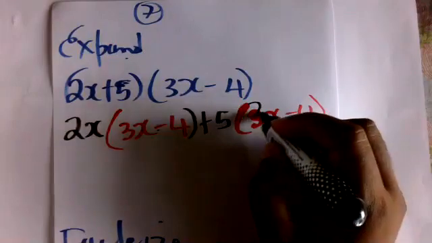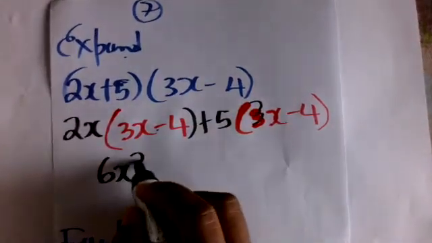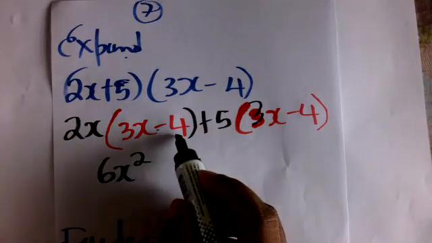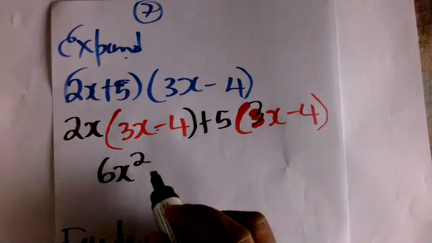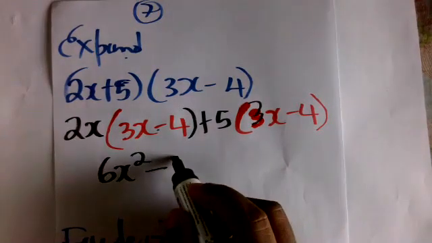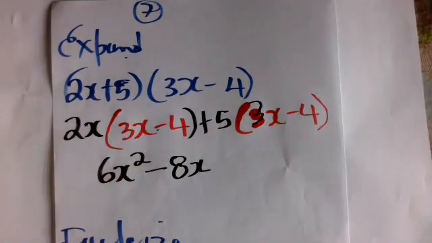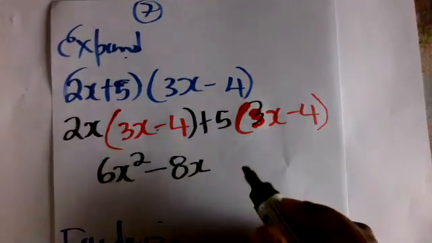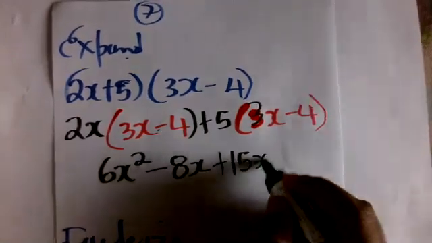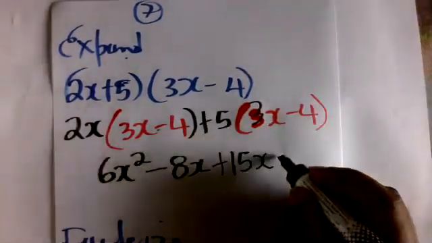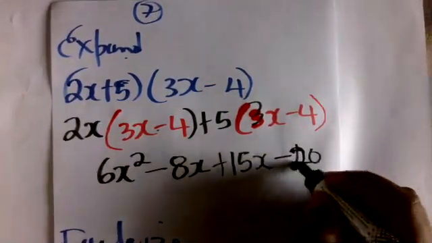So 2x times 3x will give us 6x squared. 2x times negative 4. Remember, positive times a negative gives you what? Always a negative. The only time we get a positive is when both signs are the same. So 5 times 3x would give us 15x, and 5 times negative 4 would give us negative 20.